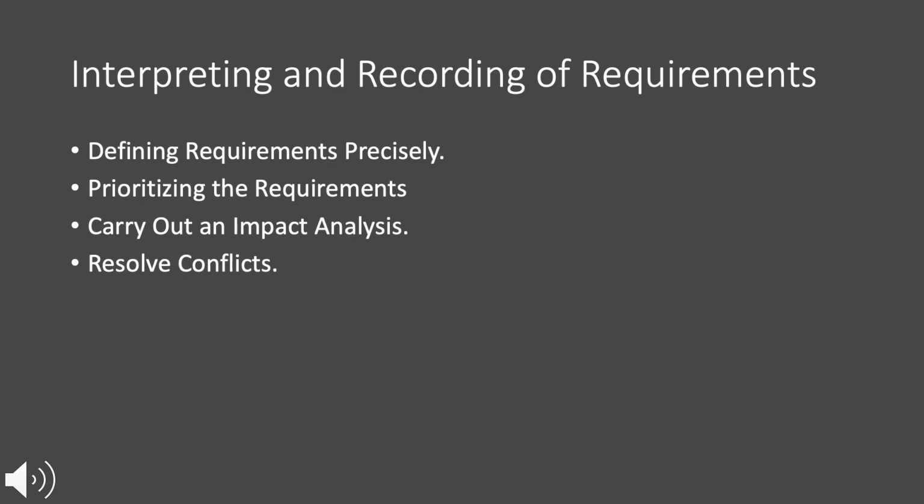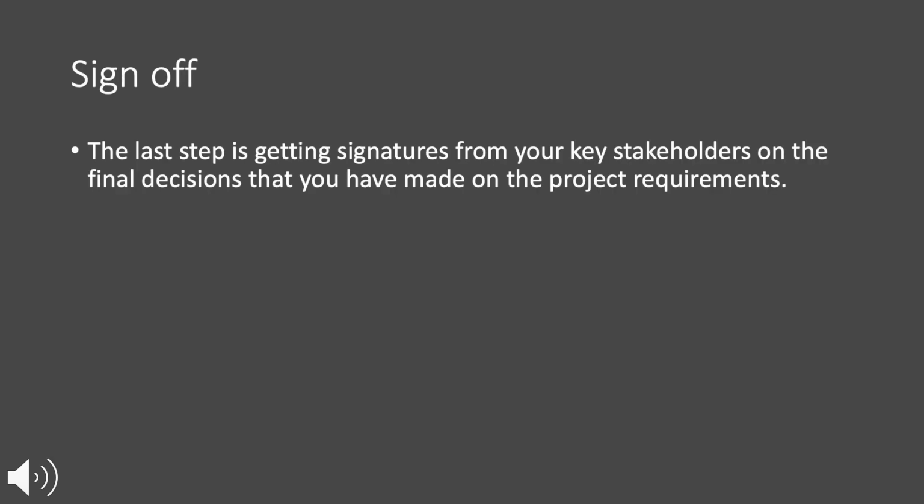To understand the consequences of the requirements, you can initiate an impact analysis to predict the consequences. Resolve conflicts. You can arrange a meeting with your stakeholders to take care of conflicting requirements. Sign off. The last step is getting signatures from your key stakeholders on the final decisions that you have made on the project requirements.